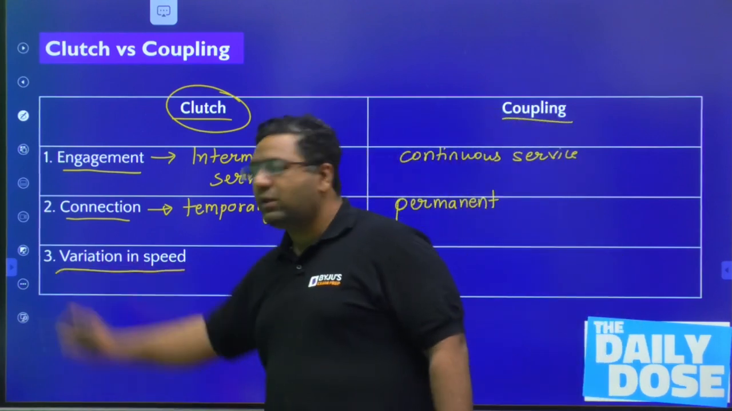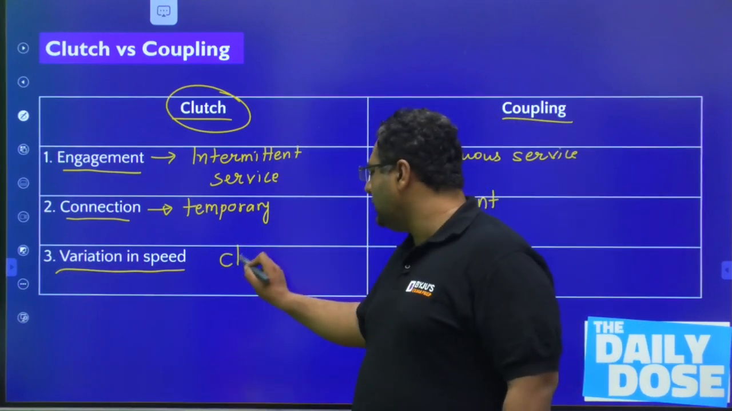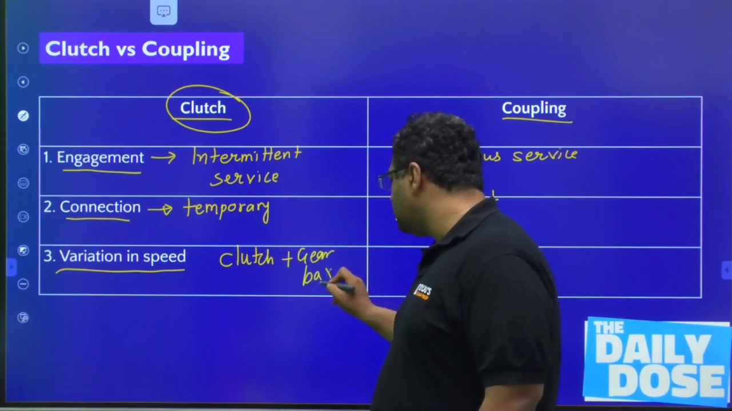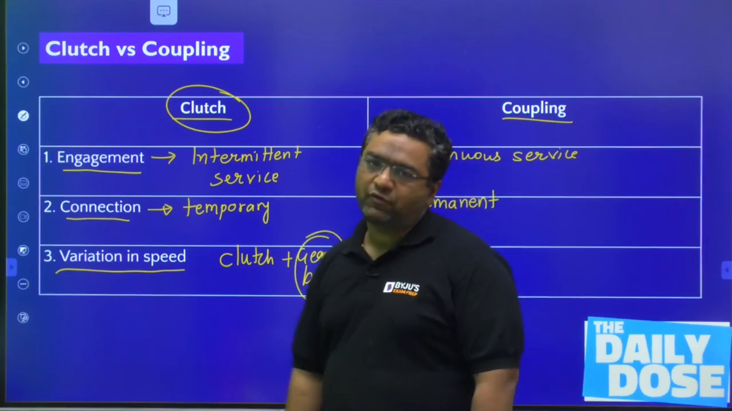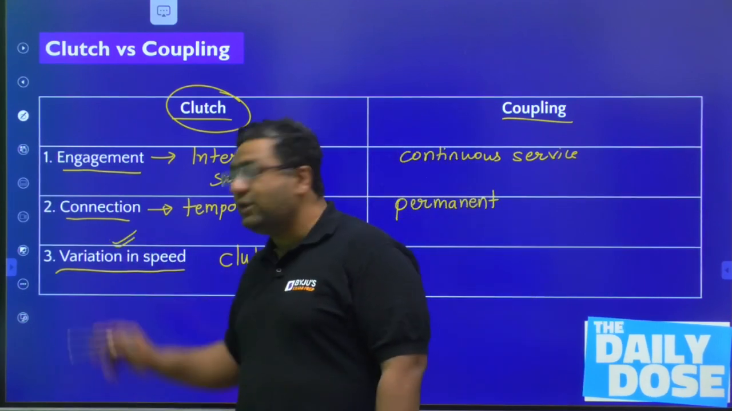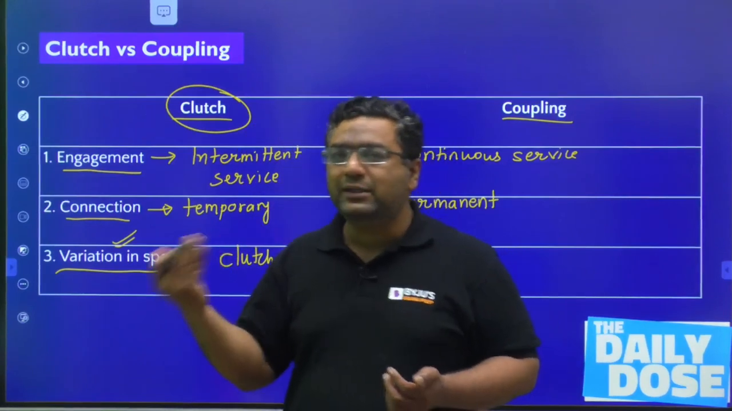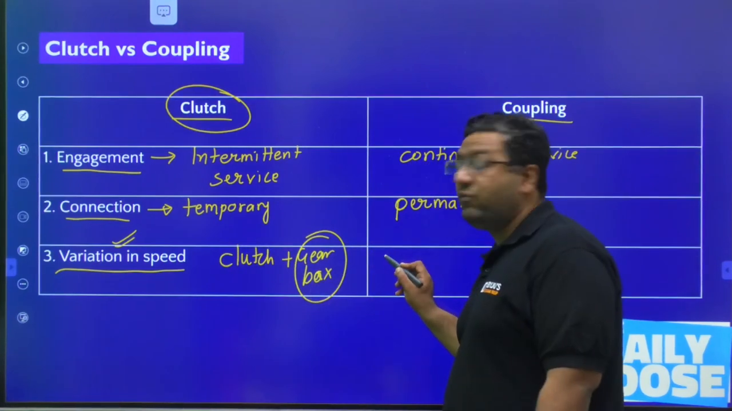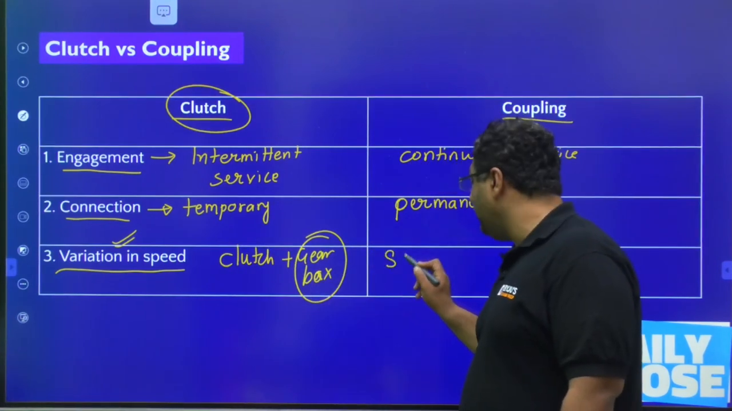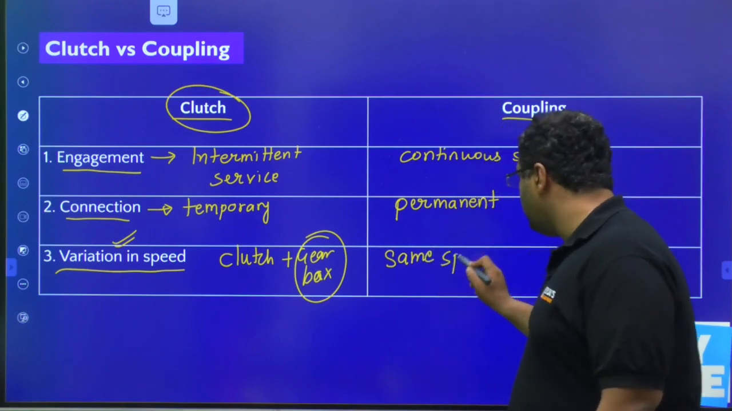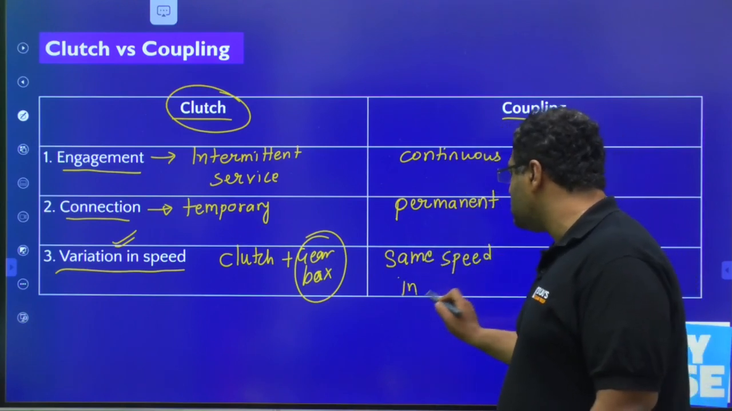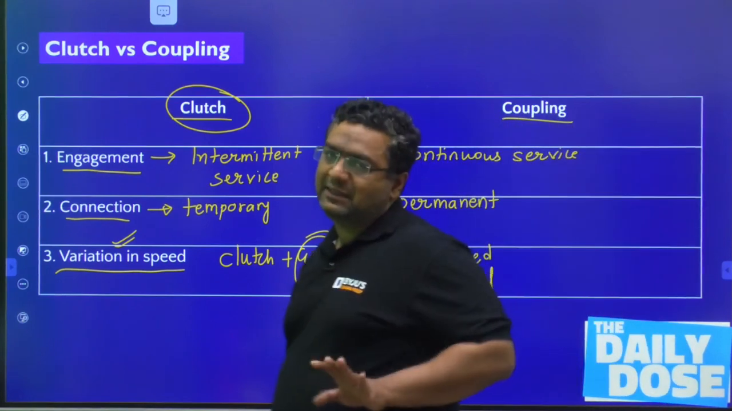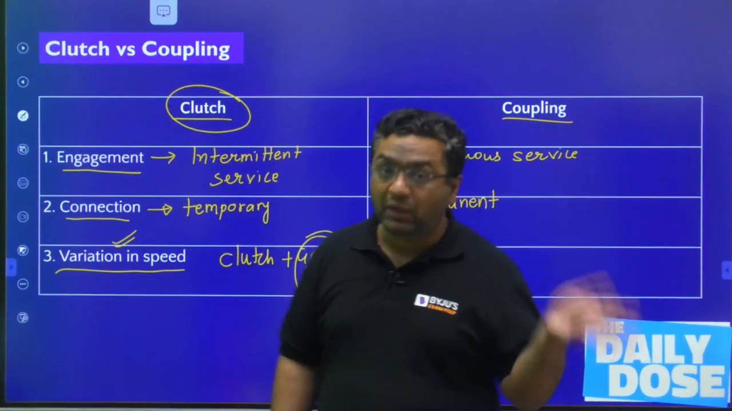Then my dear, we are talking about the variation in speed. When we are using clutches with the gearbox, you know the gearbox is used to provide the variation of speed. So when you are using the clutches, when you want some variation of speed, means input is rotating with one speed, and output you want a different speed. But when we are talking about coupling, here we will be having the same speed in general. Mark my word, I am saying same speed in general. Same speed means driver and driven will be moving with the same speed. Here variations are generally not possible.